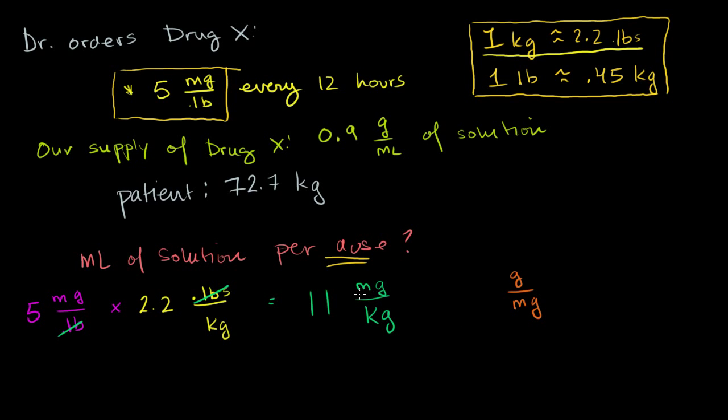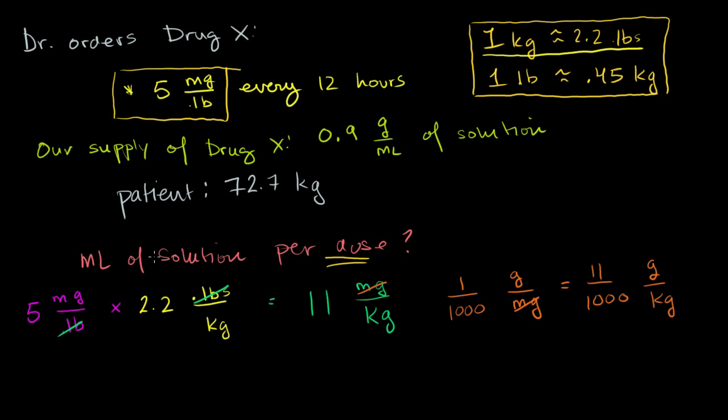And why did I say that? Because I want this and this to cancel out, and I want a grams in the numerator. So how many grams are there per milligram? You can just think it through. There's 1 gram per 1,000 milligrams, or 1,000 milligrams per gram. And you just multiply it out. So the milligrams cancels with the milligrams, and then we get 11 over 1,000 grams per kilogram. Grams per kilogram.